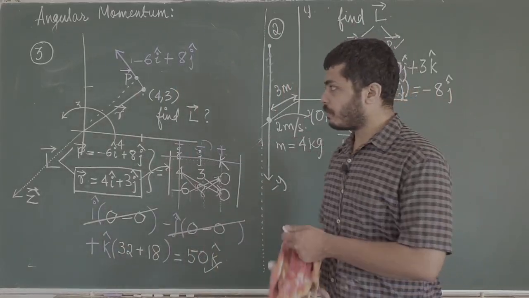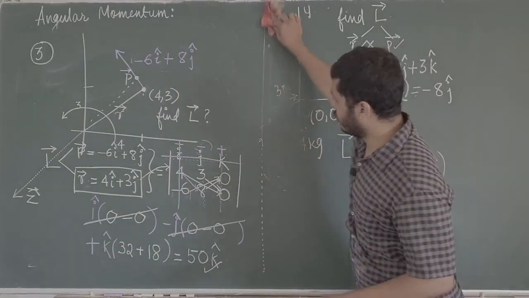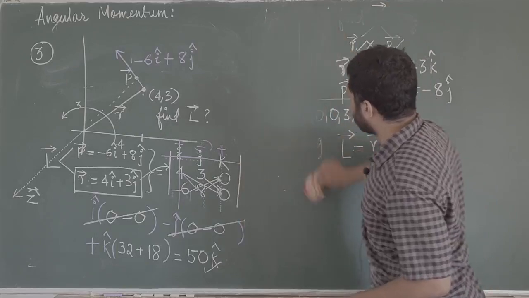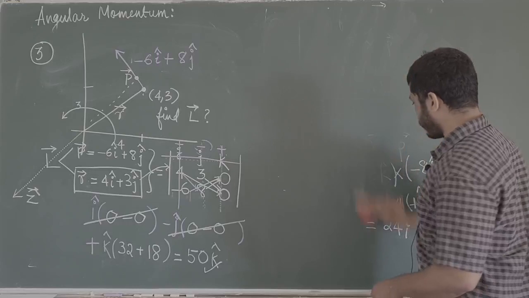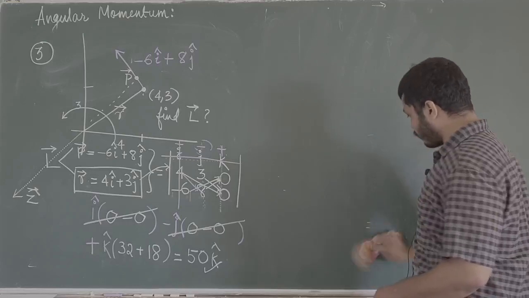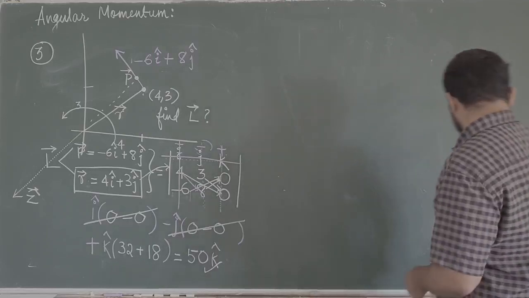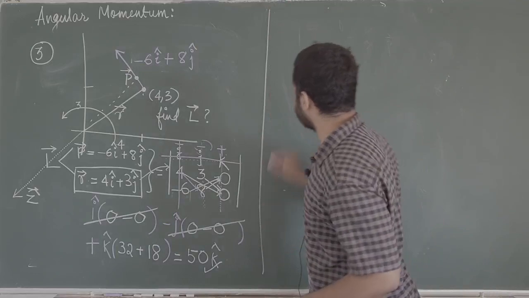Now let us deal with some more problems where we are not finding out the angular momentum about the origin. So let's take a problem. I think you must have studied projectile motion. So let's deal with a projectile motion problem and show you how to find out angular momentum in such situations. So let us say an object is thrown. It's a projectile, okay? So let us say that an object is thrown.